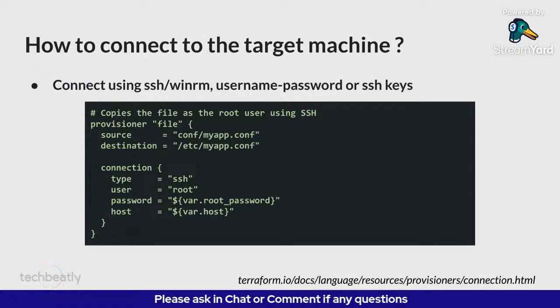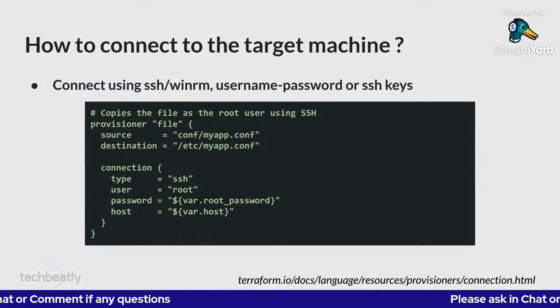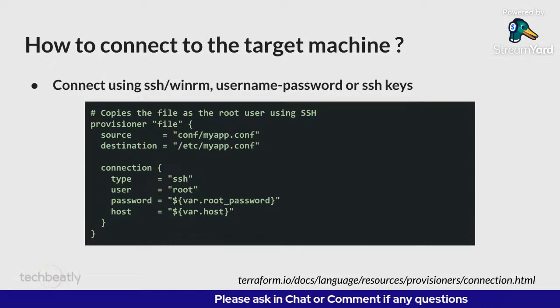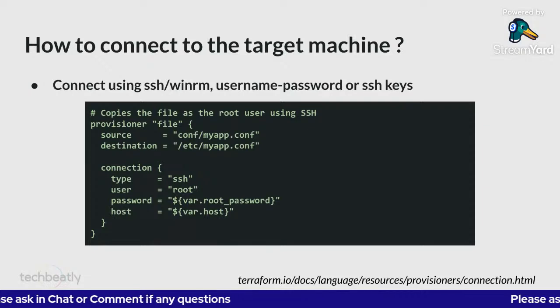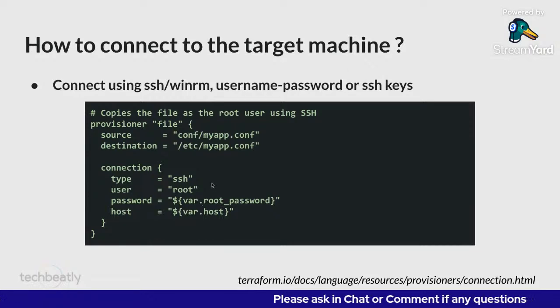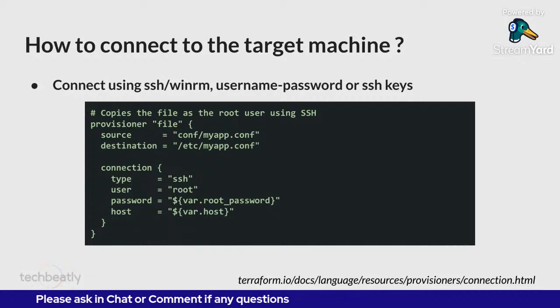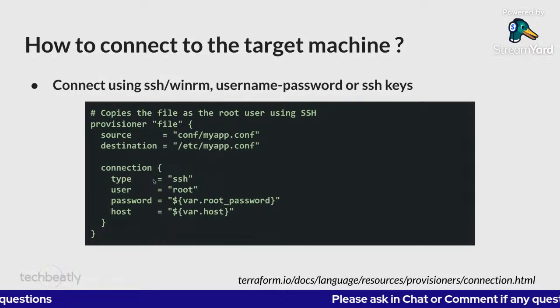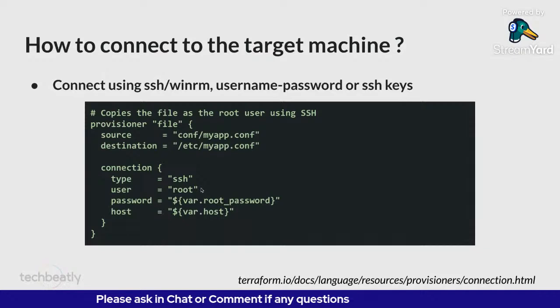So the provisioner type file, we use this file provisioner for copying some configuration file to the target machine. So I create a new instance, then I want to copy some configuration file, maybe my HTTP config or Apache config or your application Tomcat configuration, it can be anything. But still you need some connection details for Terraform to connect to the machine and do this. So you can give this connection block here and tell Terraform, okay, I need to use SSH. There are a few connection options here, SSH, winrm, all those things.